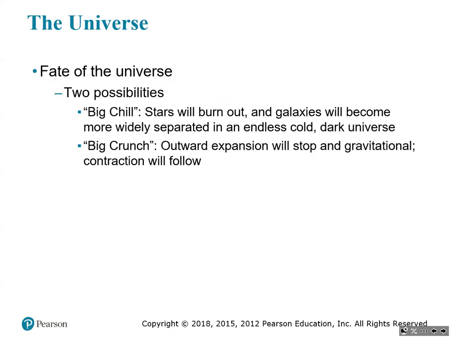And so the fate of the universe, there's a few possibilities. Two main ones. There's this sort of big chill. The universe will just expand indefinitely. Eventually, all the stars will burn out. Galaxies will become more separated in an endless, cold, dark universe, which is not the most pleasant thing. The other major possibility is the big crunch, where the outward expansion will stop, gravitational pull will take over, everything will collapse back inwards, and we have a big crunch.